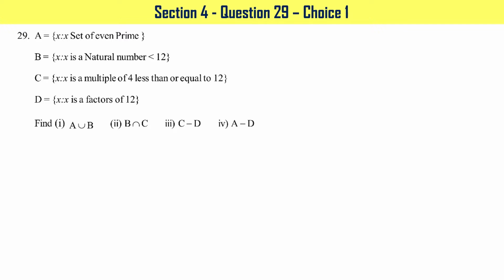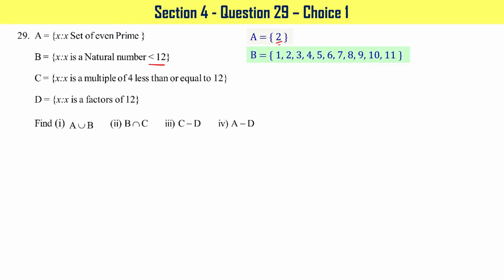Let's start with set A. It is a set of even prime numbers. We know that 2 is the only even prime number. That's why this set contains only one element, that is number 2. Set B is a set of natural numbers less than 12. It means B is going to have numbers like 1, 2, 3, 4, 5, 6, 7, 8, 9, 10 and 11, because it has to be less than 12.